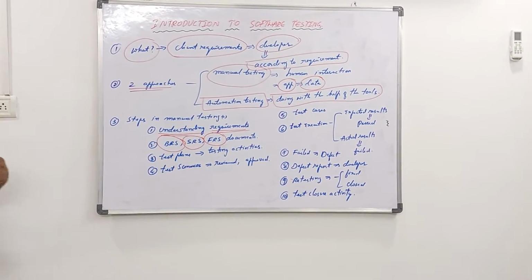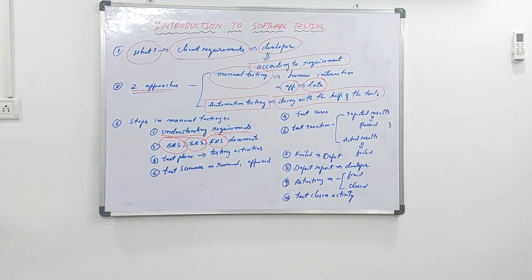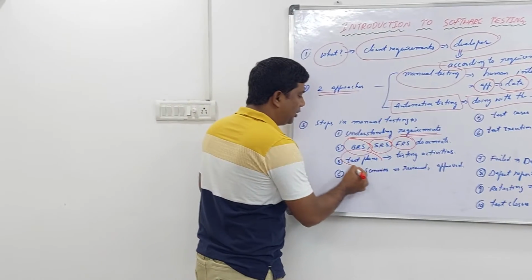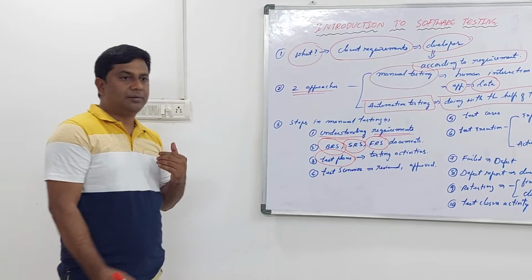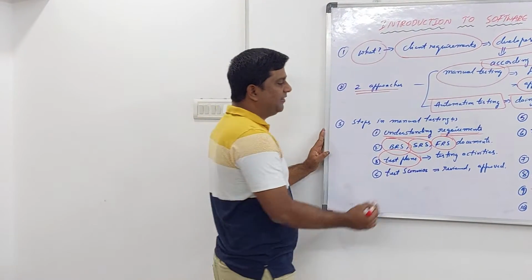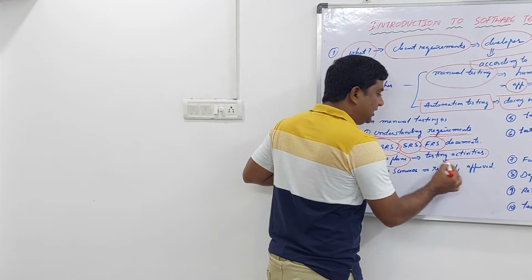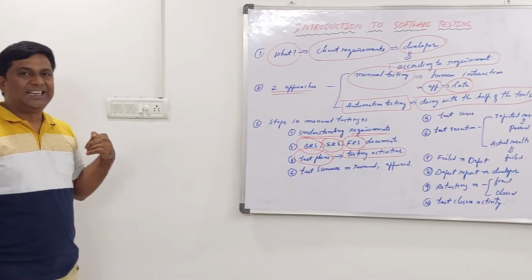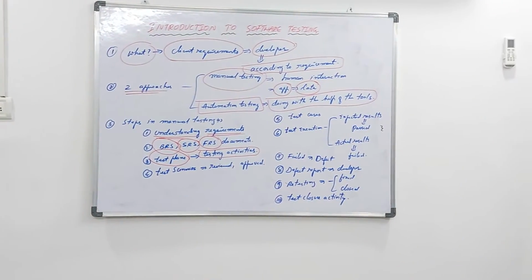And the third step which we do in manual testing is test plans. We prepare or create plans wherein we sit with our team leads and project manager, and we create test plans which include different testing activities. What are the different activities which we are supposed to perform? That comes under which phase, guys? Test plans. We create test plans.